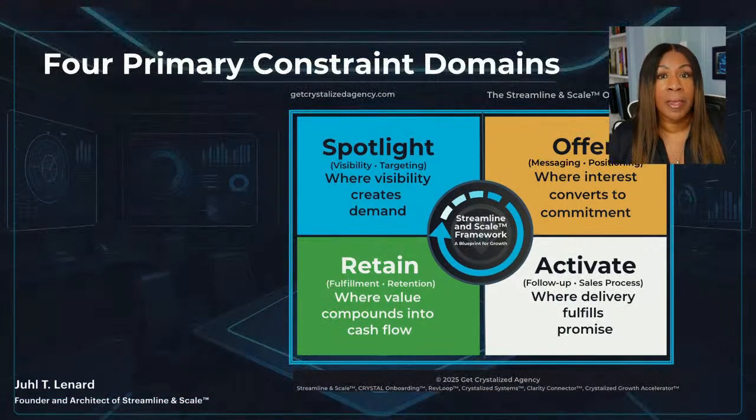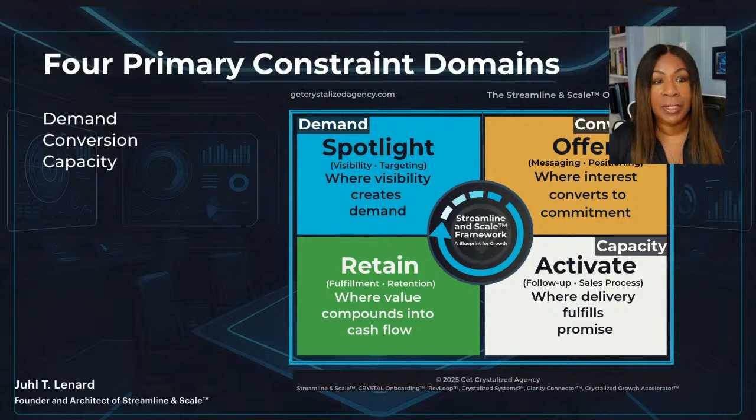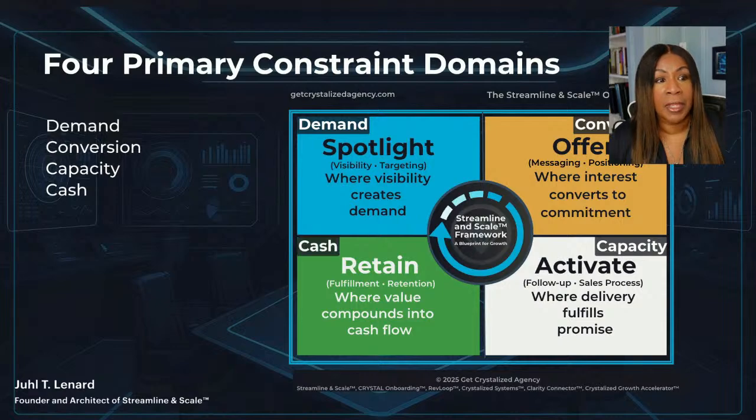Now, there are four primary structural domains. As we mentioned earlier, demand correlates with spotlight. Conversion domain correlates with the activity in the offer quadrant. The capacity domain correlates with the activity in the system where we deliver in the activate quadrant. And retain is where the cash domain exists.